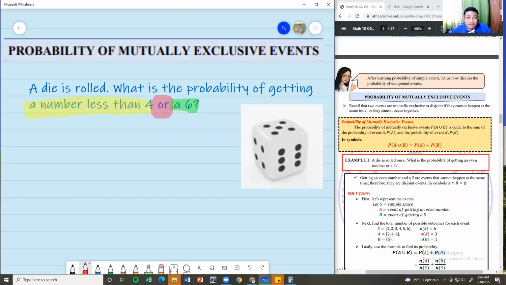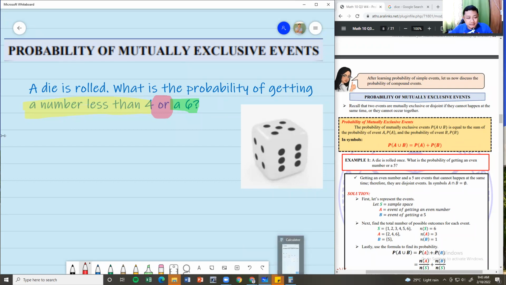Okay? So therefore, it's exclusive because it's either the number that comes out is less than 4, or a 6. Are they exclusive or inclusive? Is there a 6 among the numbers less than 4? None. So there's no chance that this will be inclusive. Events are exclusive when one event has nothing to do with another event. That's what makes them exclusive.